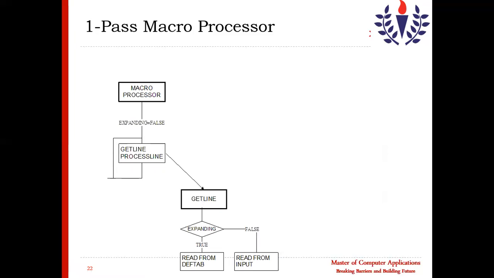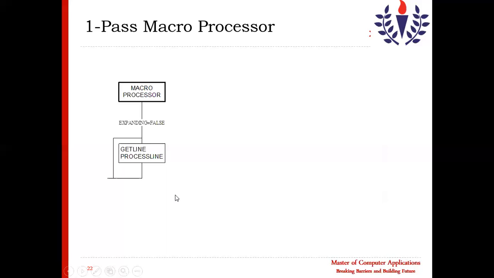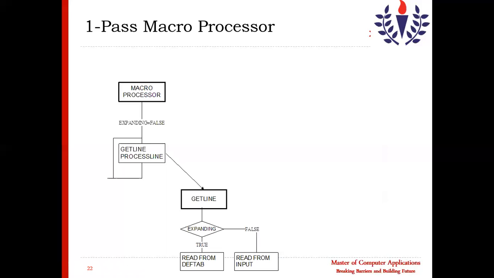And then after getting the line, if you see the previous code for get line in the previous slide, in that we checked if expanding or not. The same thing we are doing here. So when the get line procedure is called, it will check if expanding is there, read from the definition table, meaning if expanding is required. Otherwise, if it is false, read from normal input, not required to read from the definition table.